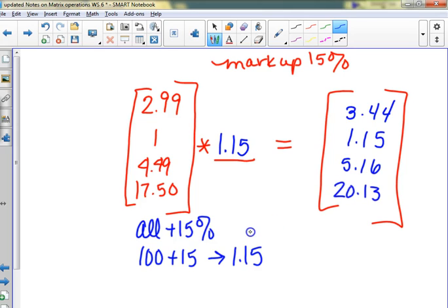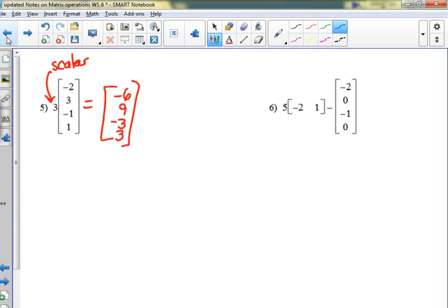Okay. So these are the new prices. Everybody okay? We will revisit that, but there's a question like that on the quiz and on the final. All right, so that's multiplying by a scalar.